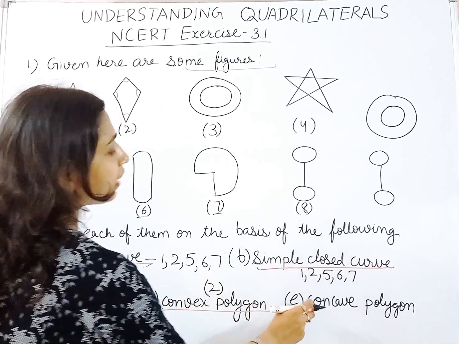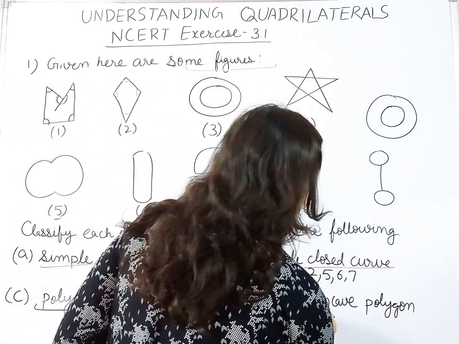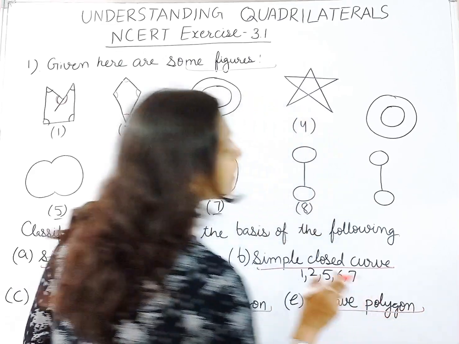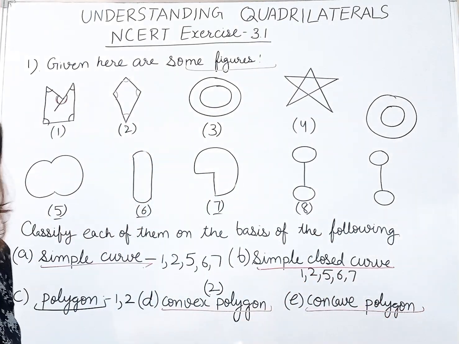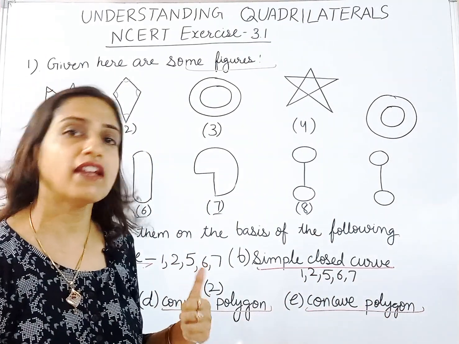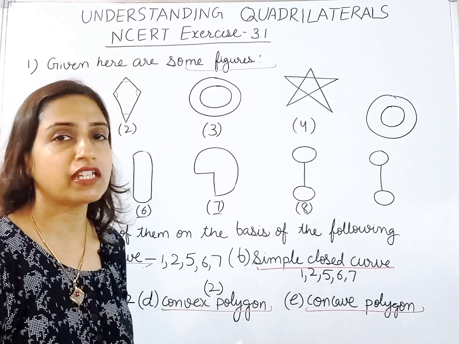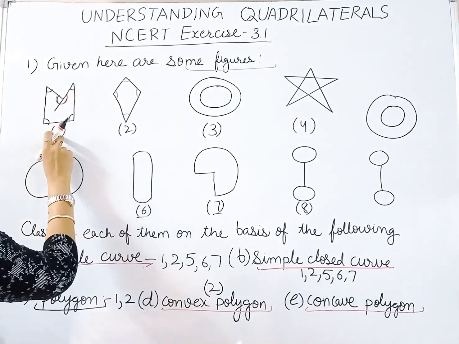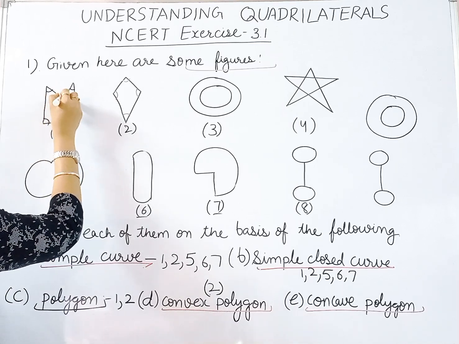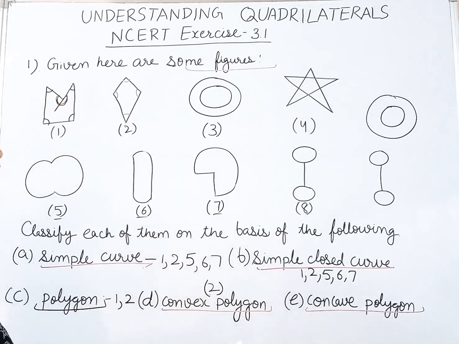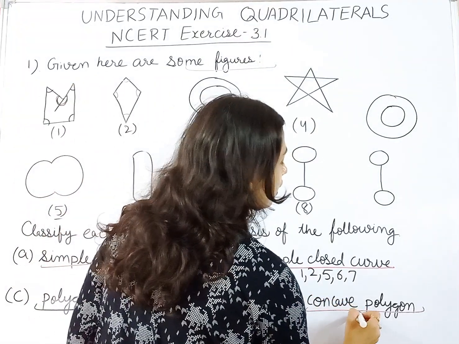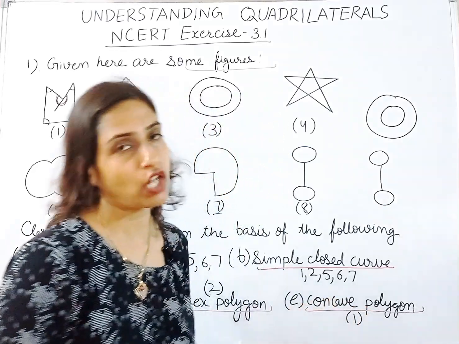And next is the last one, concave polygon. What is a concave polygon? A polygon in which any angle is greater than 180 degrees is a concave polygon. So in figure number 1, this angle is greater than 180 degrees. So figure number 1 is a concave polygon.